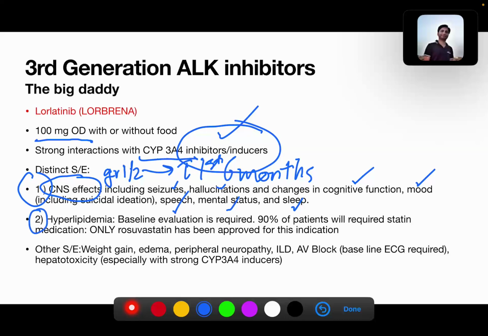Then you get hyperlipidemia in almost 90% of the patients, and most of these patients will require statins. And the approved statin is rosuvastatin. Okay. Other side effects seen are weight gain, edema, peripheral neuropathy, ILD, AV block, and hepatotoxicity. Especially if you're giving strong CYP3A4 inducers, it can cause increased hepatotoxicity, right?